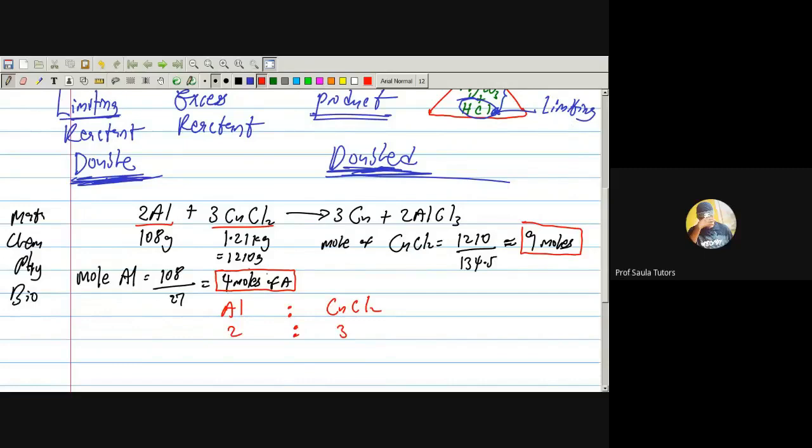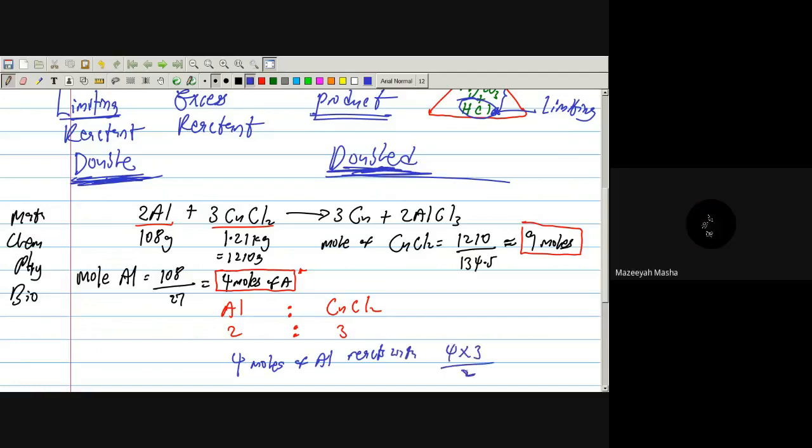Now, pay attention. Just pick one of these moles. You can pick 4 or 9, pick any one of them. Let me say I want to pick 4. It means that if 2 moles of aluminium react with 3 moles of copper 2 chloride, then 4 moles of aluminium will react with what? Six. It was 4 times 3 divided by 2, right?